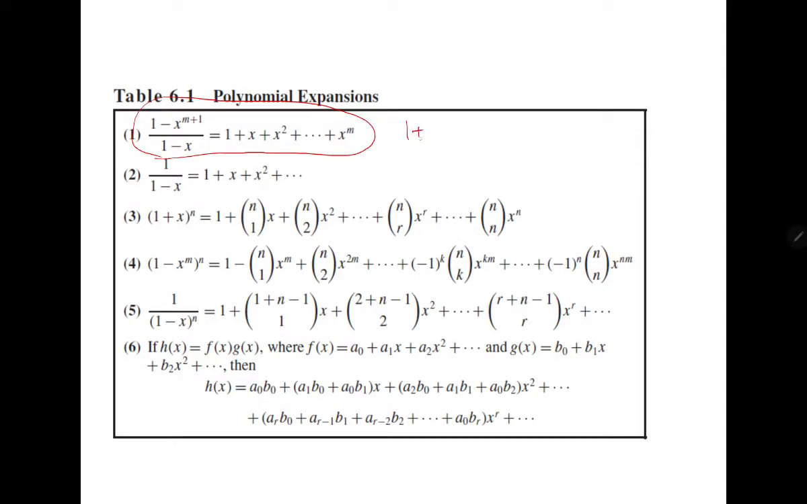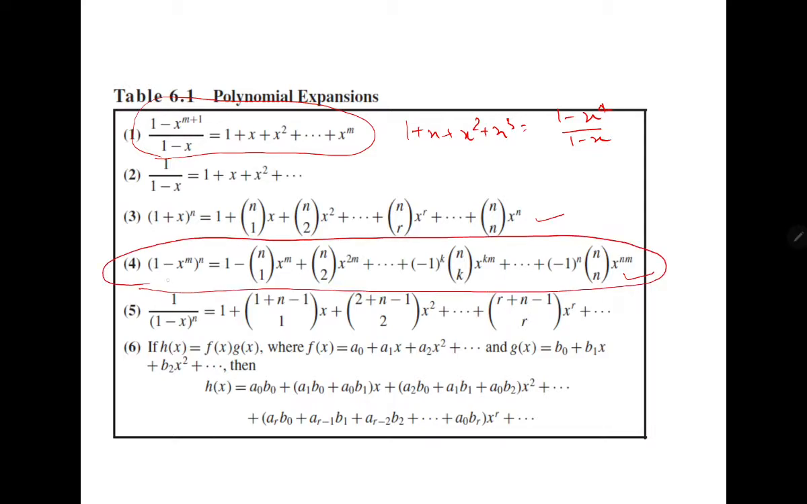For example, the first one says that if I have 1 plus x square plus x cube, then I can write it down as (1 minus x raised to the power 4) by (1 minus x). The second one is simply 1 by 1 minus x, which is equal to 1 plus x plus x square and so on. The third one is the binomial expansion. The fourth one is the special case of binomial expansion, where we replace x by minus x raised to the power n. The fifth one is interesting. I will discuss why the coefficient here is (r plus n minus 1) choose r.